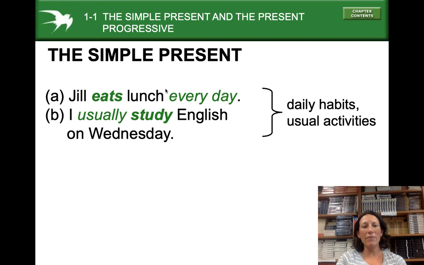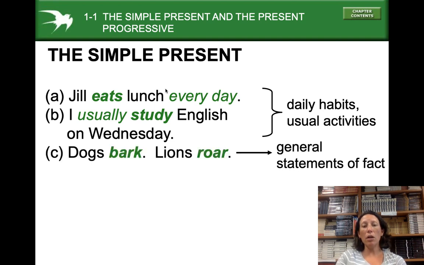Some more examples of the simple present. Dogs bark, lions roar. So we also use the simple present to talk about general statements of fact. So again, the simple present is used for daily habits and activities and usual activities, and also general statements of fact.